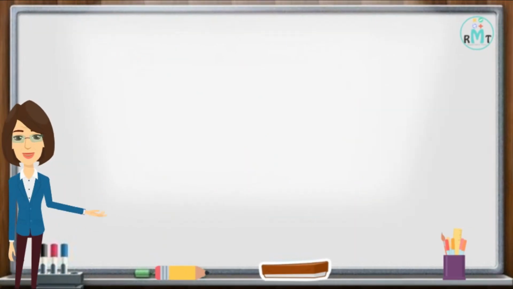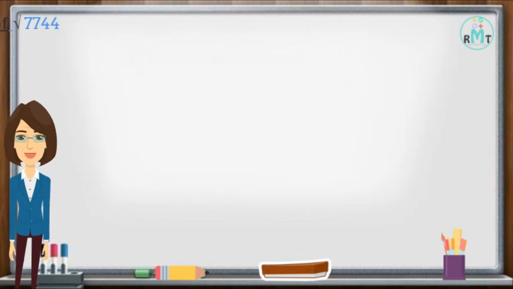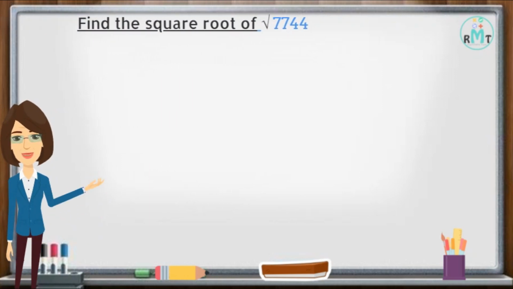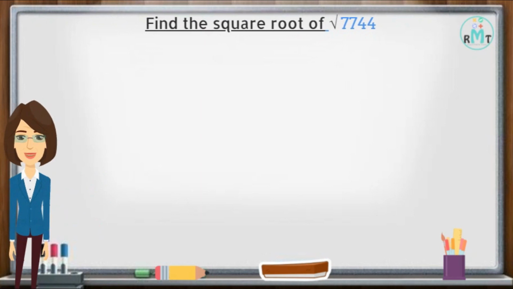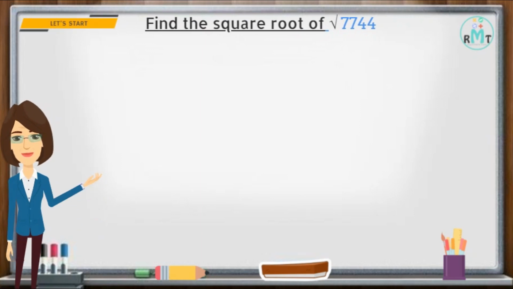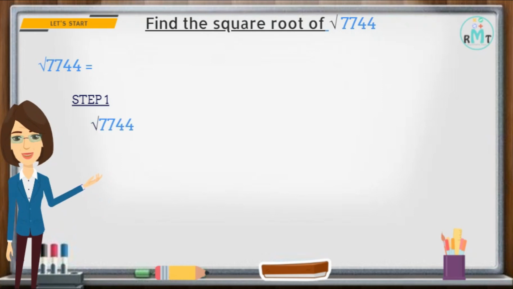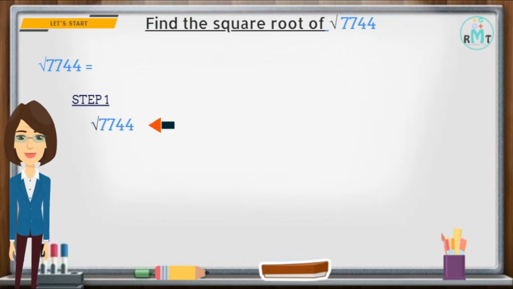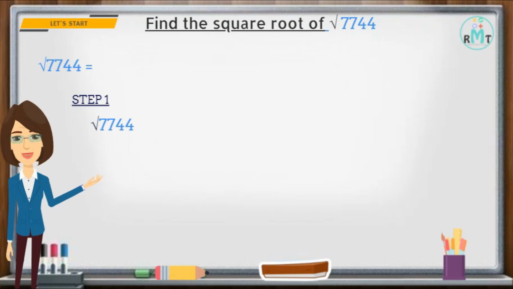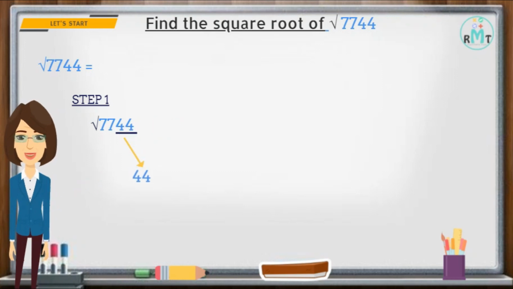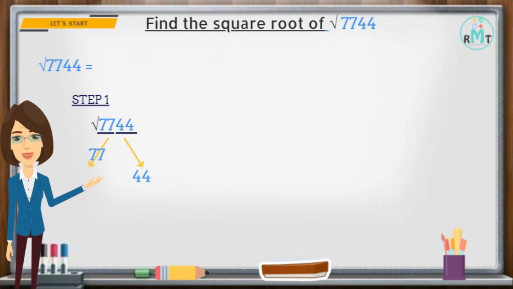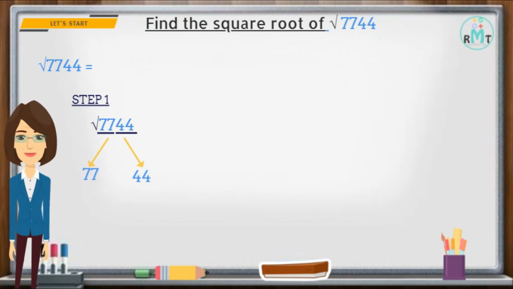Let us take another example. Find the square root of 7744. Let's start. Step 1 is to make the pairs of number from right hand side. So here 44 will be one pair and 77 will be another pair.